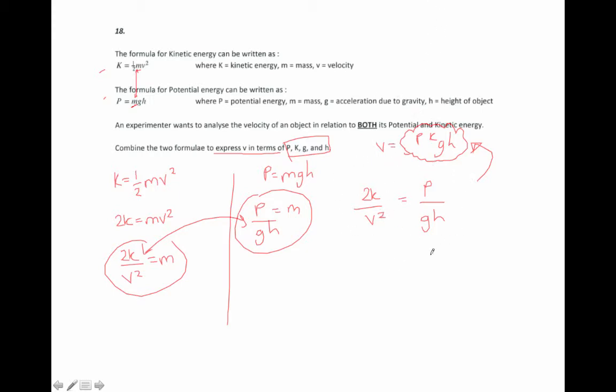So at the moment v is in the denominator, so I'm going to multiply by v squared, giving p v squared over gh, and now I've got to get the v on its own. So instead of dividing by gh, I'm going to times by gh, so 2k gh equals p v squared. To get rid of the p, divide by p on both sides, but I've still got v squared and I just want v, so I need to take a square root. So the final answer would be v equals the square root of 2k gh, in any order, all over p.